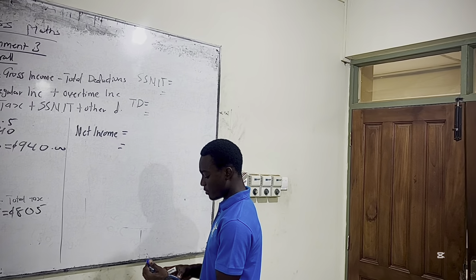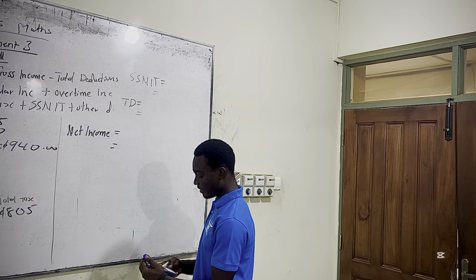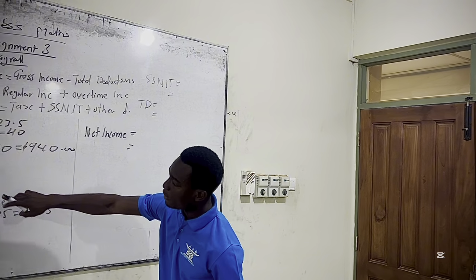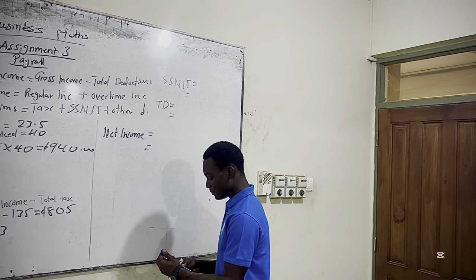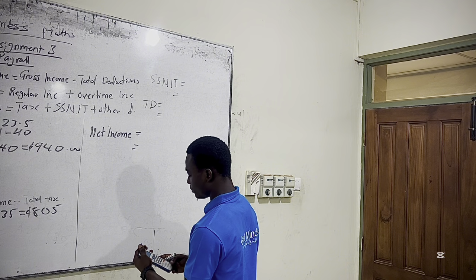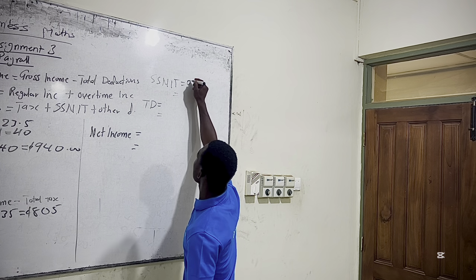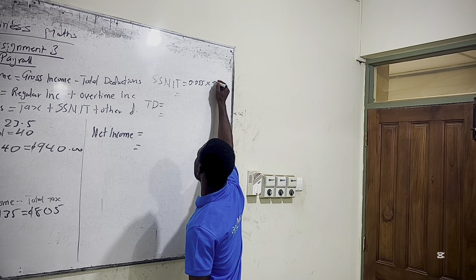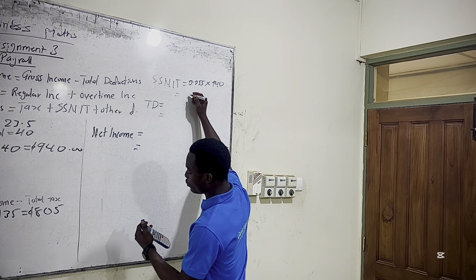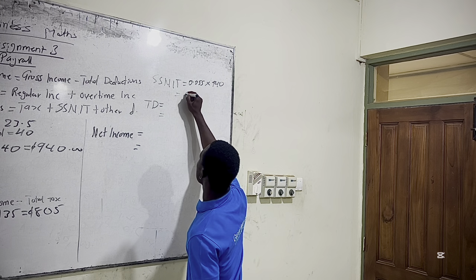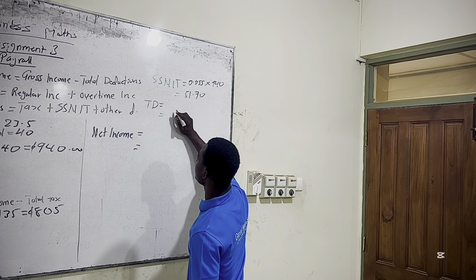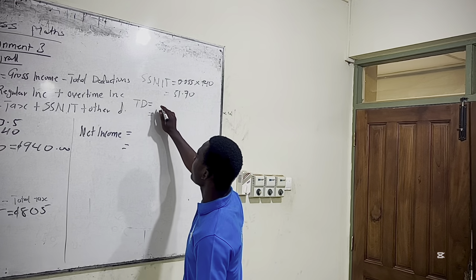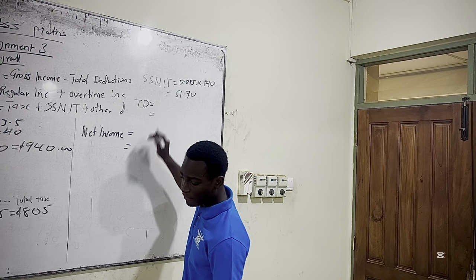Then we move on to SNIT, right? That is 5.5% on what? The 940. So 0.055 times 940, and it's going to give you what? 51.70, right? So total deduction, does she have other deduction?